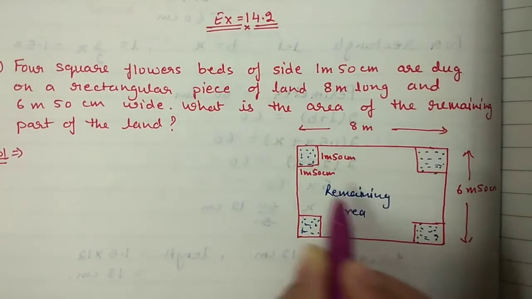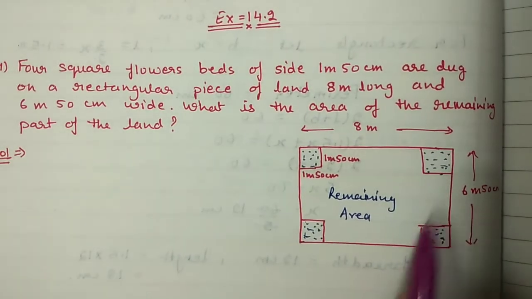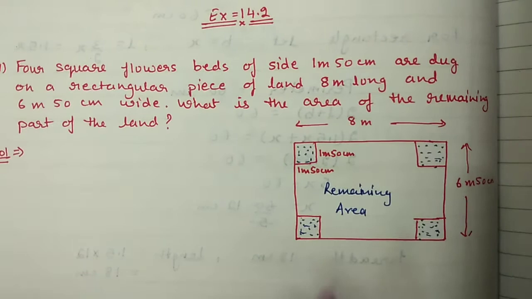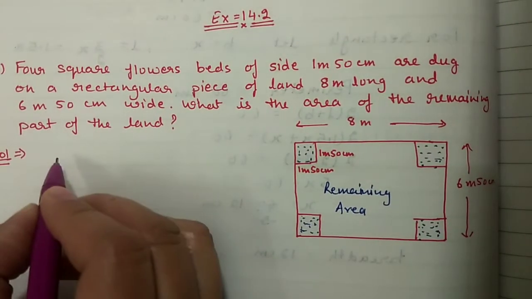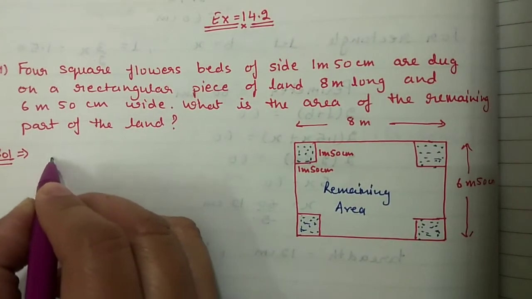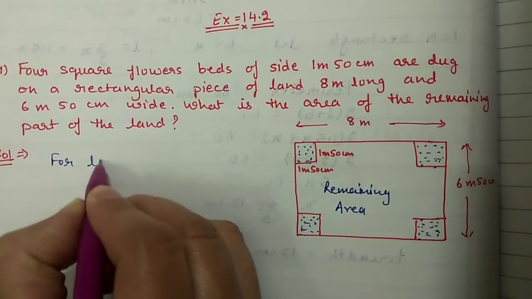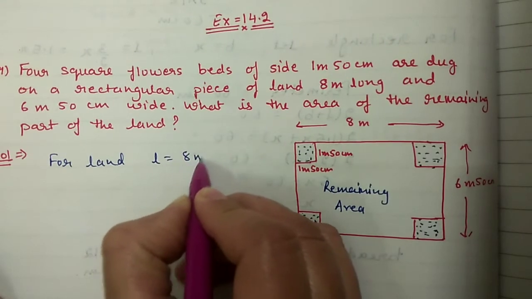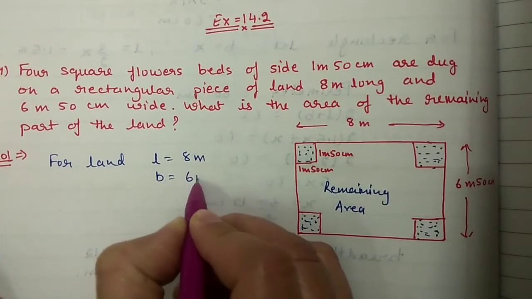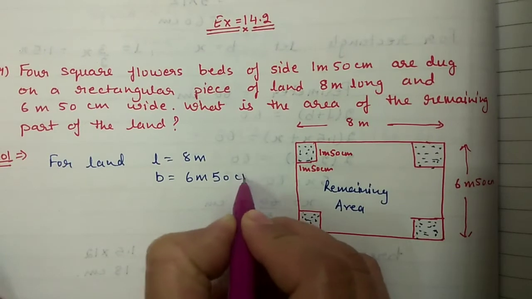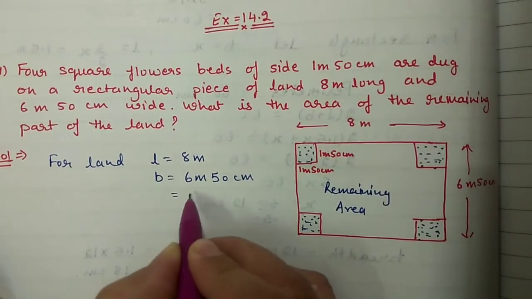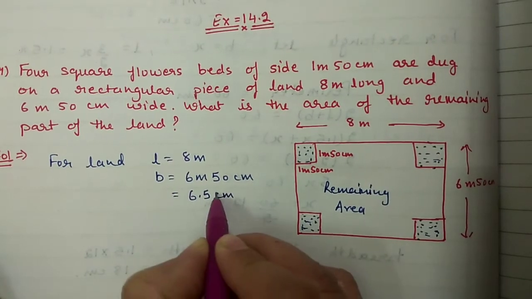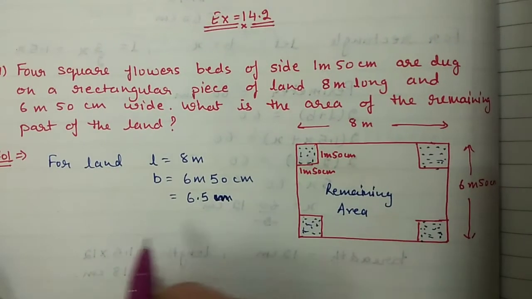So from this total land we have to remove these flower beds area. So first we will find out the area of total land. For this land piece, length is given 8 meter and breadth is given 6 meter 50 centimeter, which we can change into meter and write it as 6.5 meter.